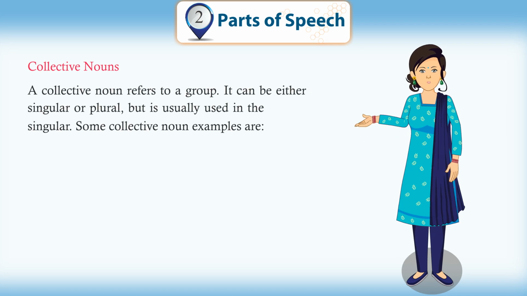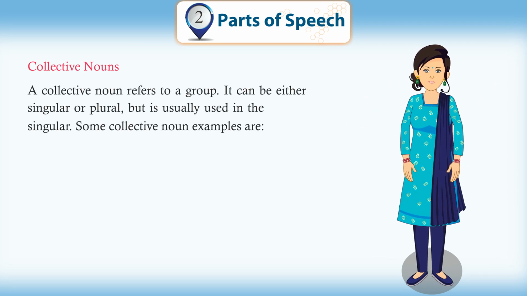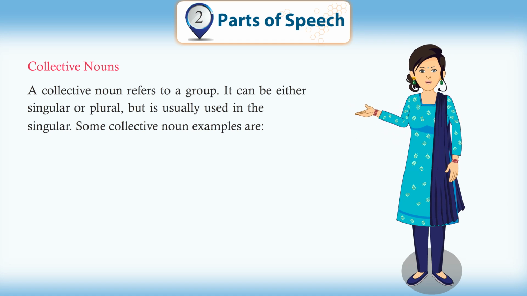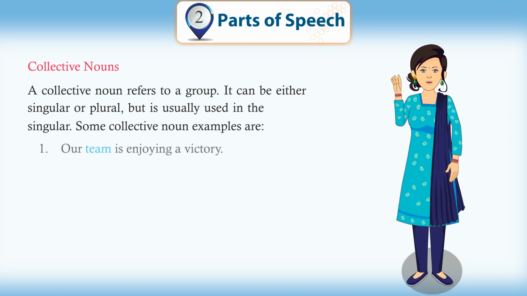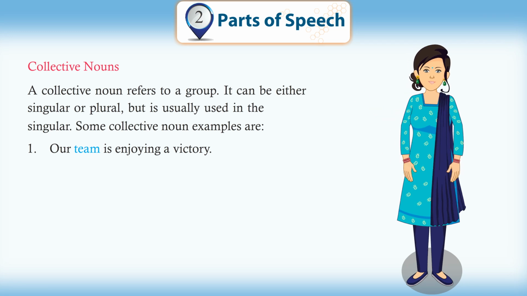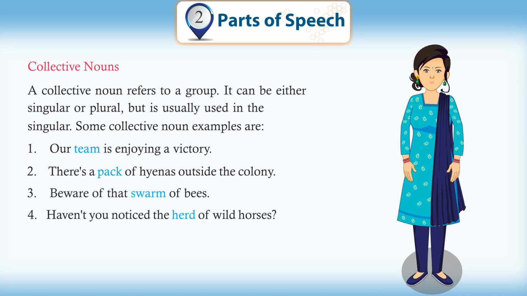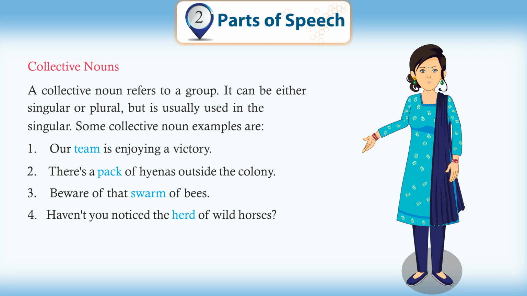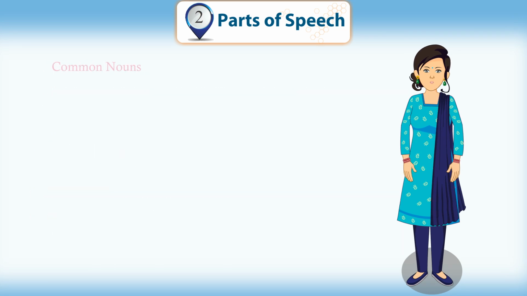Collective nouns. A collective noun refers to a group. It can be either singular or plural, but is usually used in the singular. Some collective noun examples are: our team is enjoying the victory. There's a pack of hyenas outside the colony. Beware of the swarm of bees. Haven't you noticed the herd of wild horses? Our class will graduate next year.